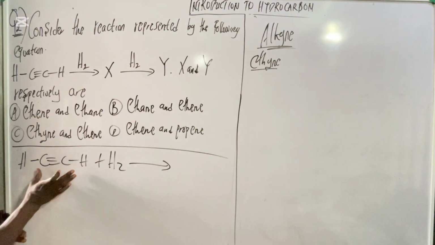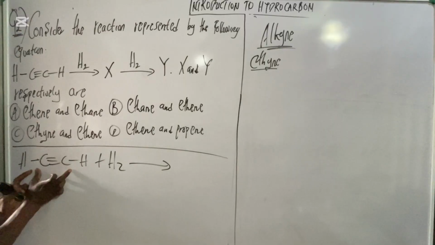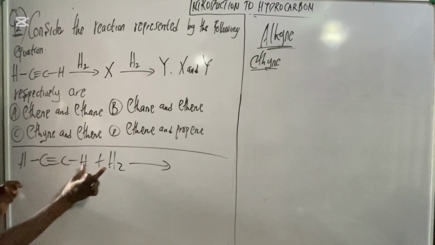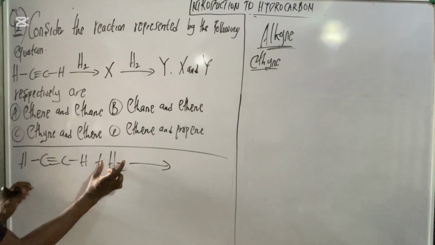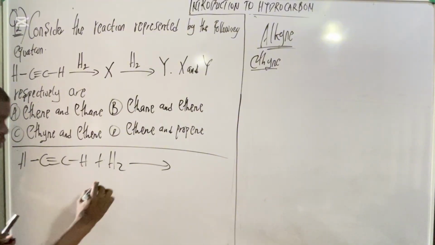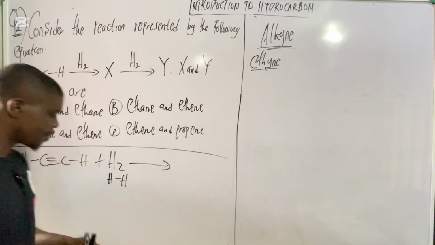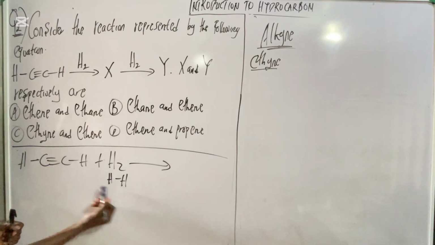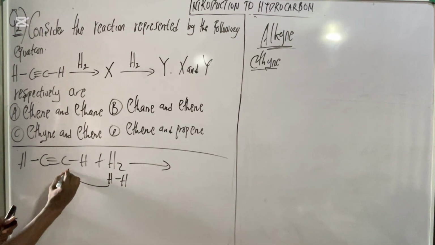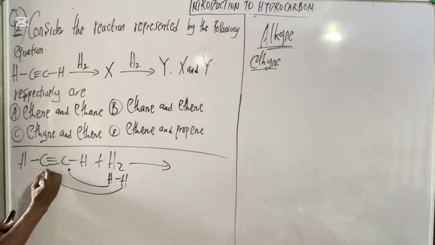Now, when you have this triple bond added to hydrogen here, remember this hydrogen is H2, right? One will be added here, one will be added here. So this hydrogen will be added to this point, and this one will be added to this point.